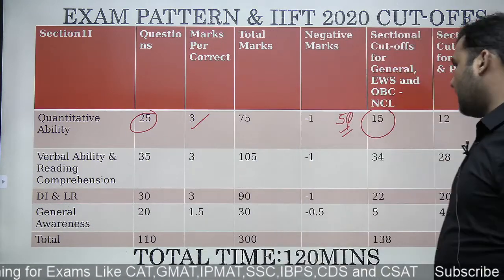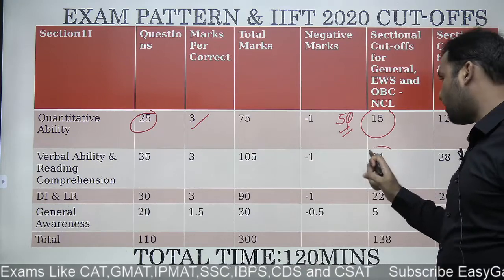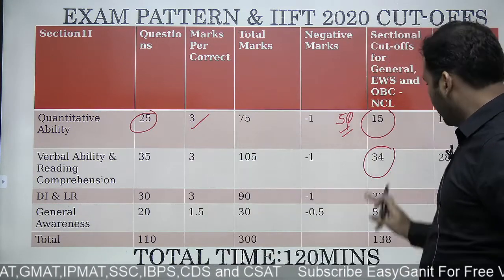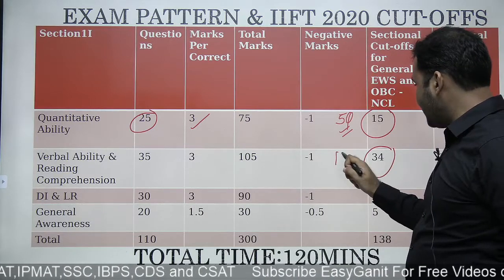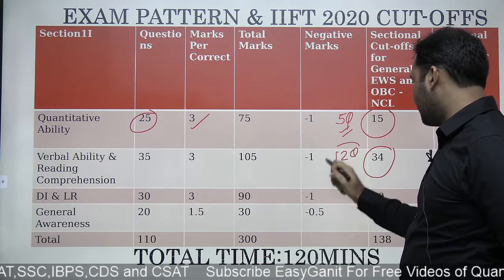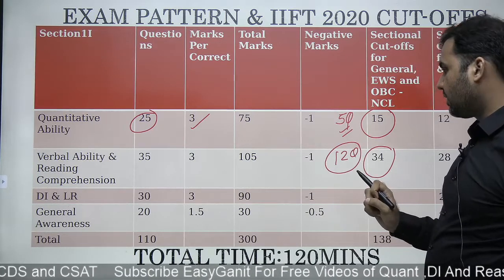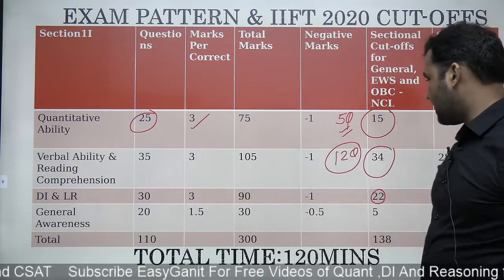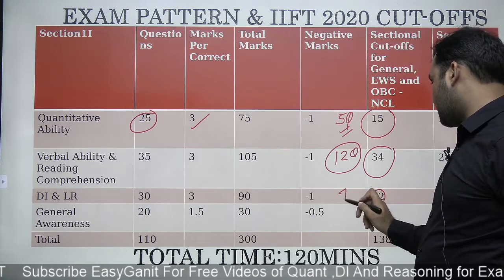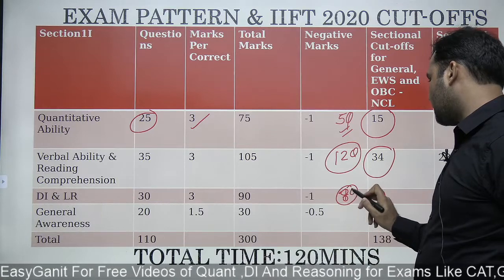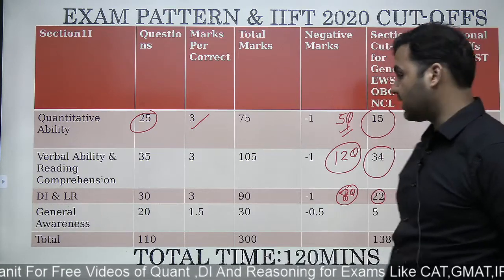If you talk about DI verbal ability, you see this cutoff is a bit higher. 35 questions, marks per correct 3. If I want to clear the cutoff here, I need at least 12 questions correct. Minimum 12 questions are supposed to be correct. DILR, right, 22. 30 questions are there in total. 7 questions, right? You need 7 to 8 questions. Let's take it as 8 questions. 8 questions will help in clearing the cutoff of DILR section, guys.